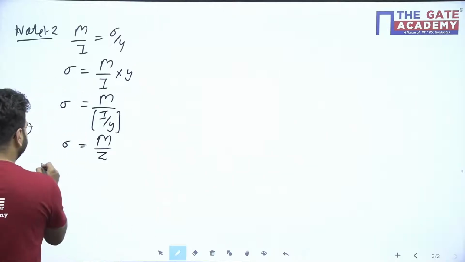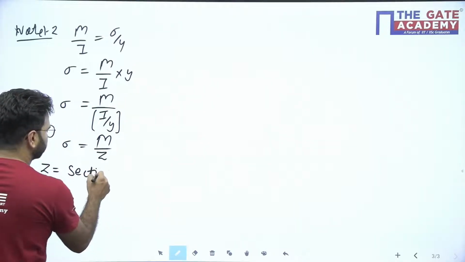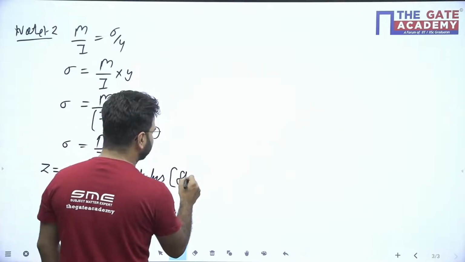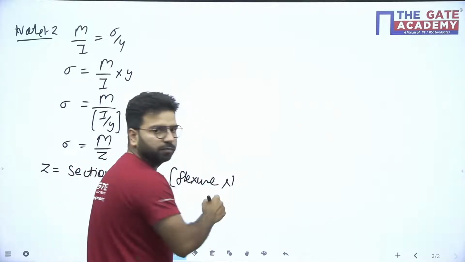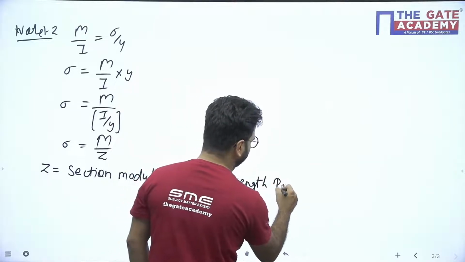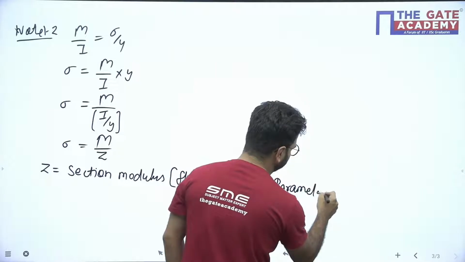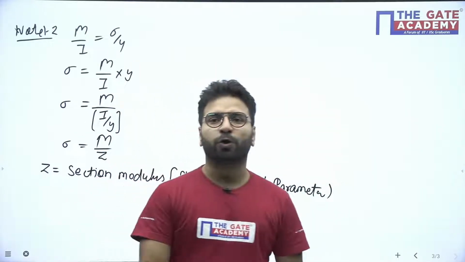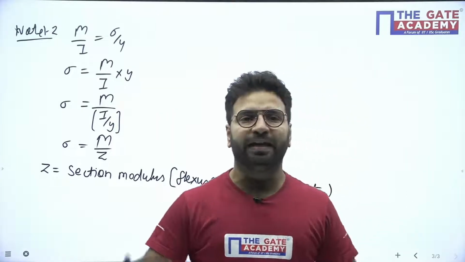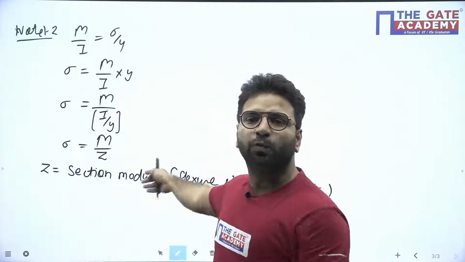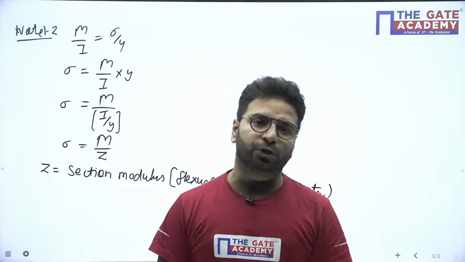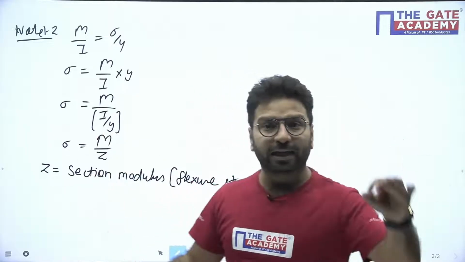What is Z here? Z is section modulus. Also we can say this is our flexure strength parameter. Very good, Mayank. If two cross sections are given to you, and they ask which cross section is good for bending, what will you do, beta? You always calculate the Z value, and for whichever section Z is maximum, you will say that section is stronger in bending. Simple concept. Like this is the favorite question.